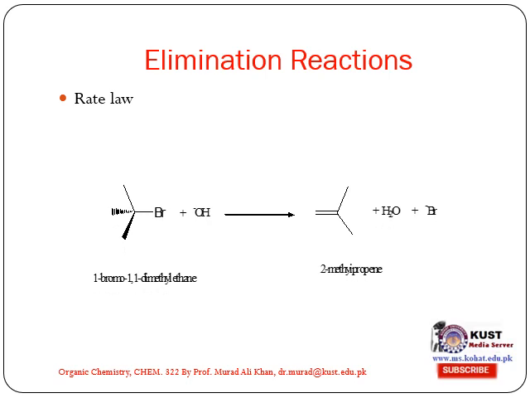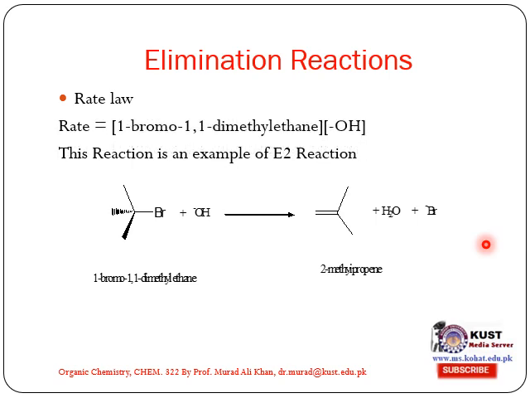Rate law of the elimination reactions. Like 1-bromo-1,1-dimethylethane, it will form 2-methylpropene. This is an example of the E2 reaction, and the rate law will be the concentration of 1-bromo-1,1-dimethylethane and the concentration of base.